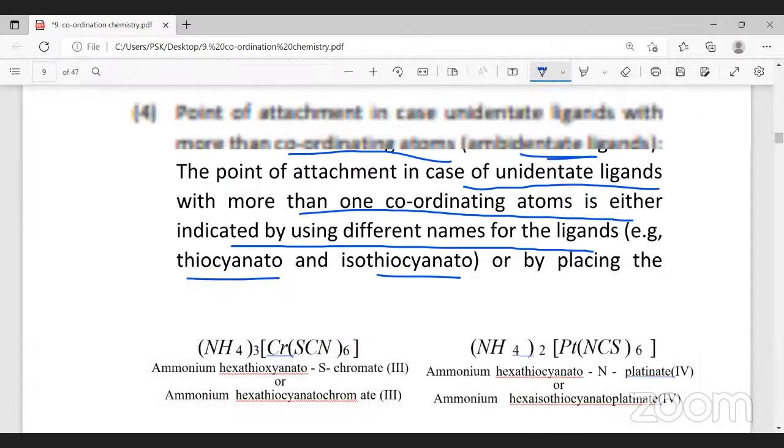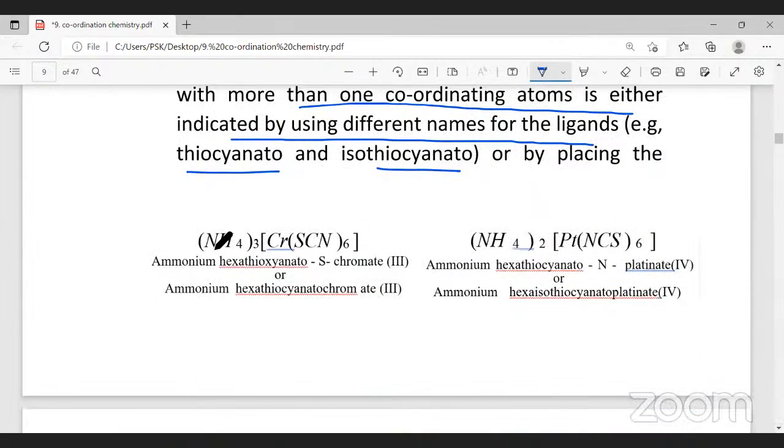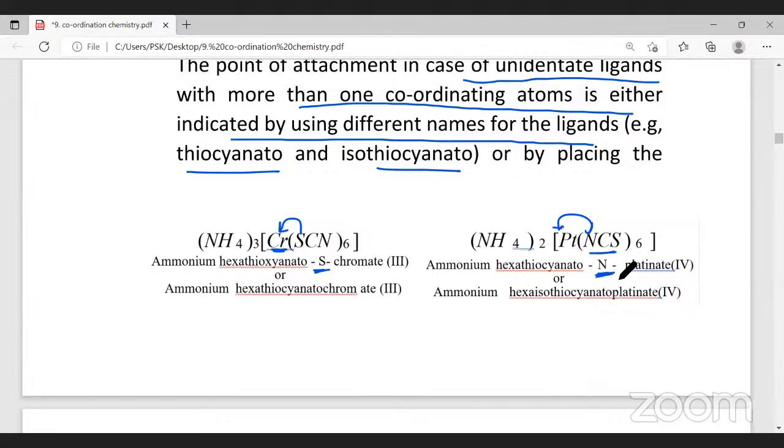Look at the example here. Now here you can see that we don't worry about the name of the complex completely. We have not learned the procedure rules correctly. Here chromium is the metal and sulfur is the donor atom. Since sulfur is the donor atom, we write it as S. Here SCN and NCS. Here nitrogen is the donor atom. Therefore, we represent it as N. Are you following? So when we have an ambidentate ligand, you should indicate the donor atom.